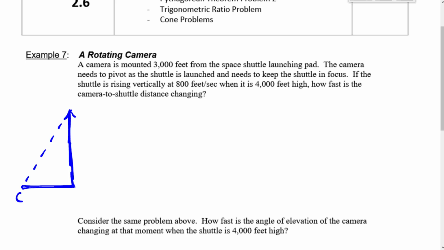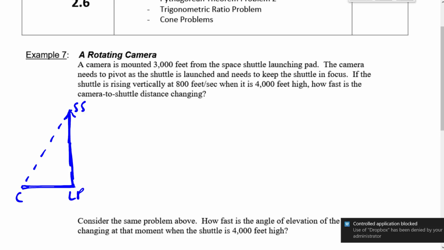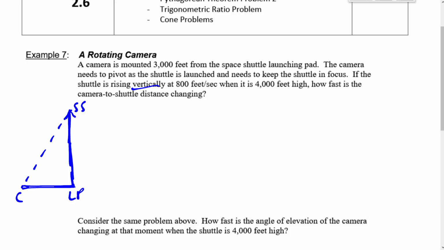Okay, so here's our camera. Here's the launching pad. And the Space Shuttle is right up there. Okay, the camera needs to pivot as the shuttle is launched and needs to keep the shuttle in focus. If the shuttle is rising vertically at 800 feet per second, okay, we need some variables. We're going to call this X, Y, and Z. It's rising vertically at 800 feet per second, so that tells us that dy dt is 800.